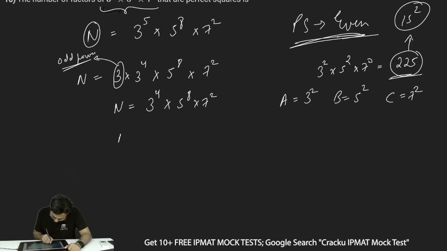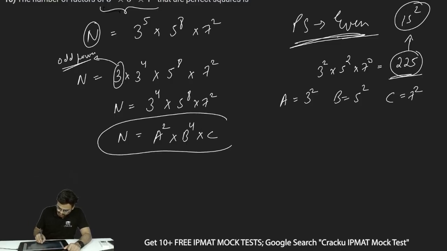So I can write a is equal to 3 square. Then 3 to the power 4 can be written as a square. If a is 3 square, 3 to the power 4 will be a square. Into 5 square is b, so 5 to the power 8 will be b to the power 4. And if 7 square is c, this will be c. So this will always give me perfect square factors.